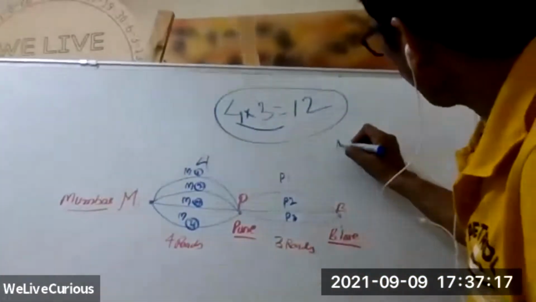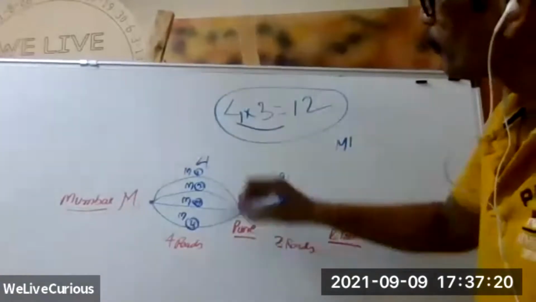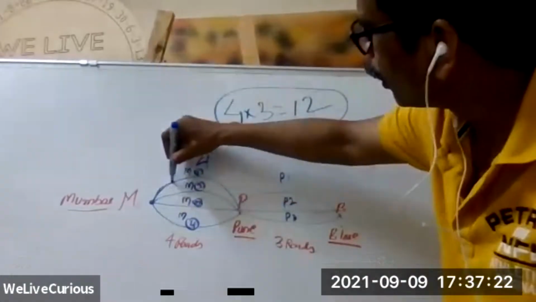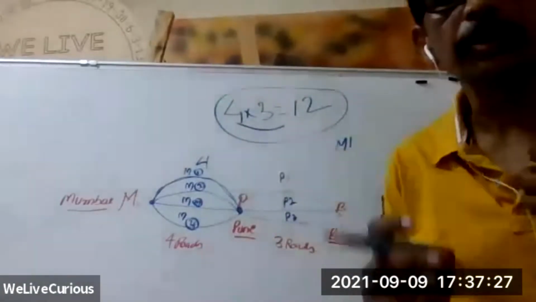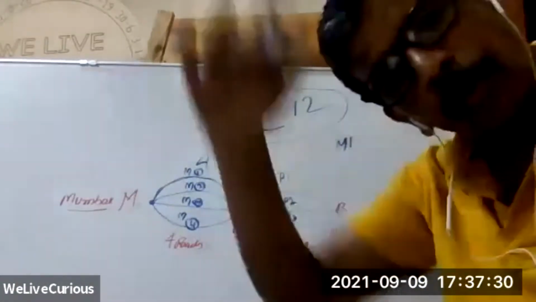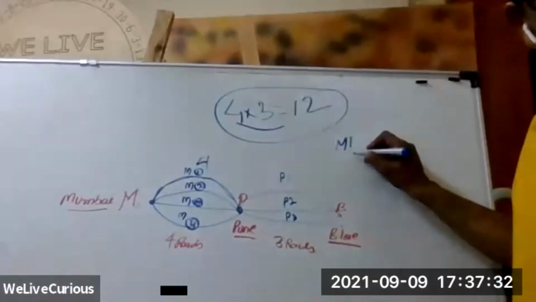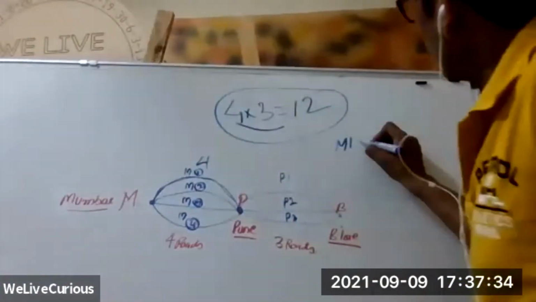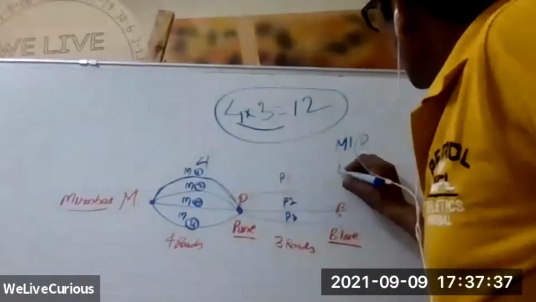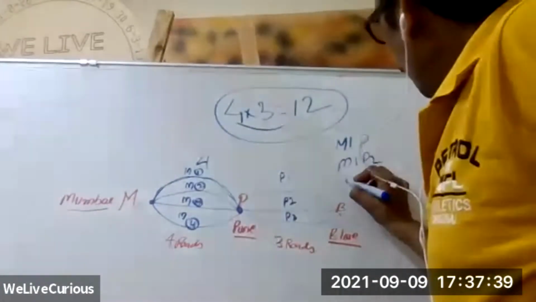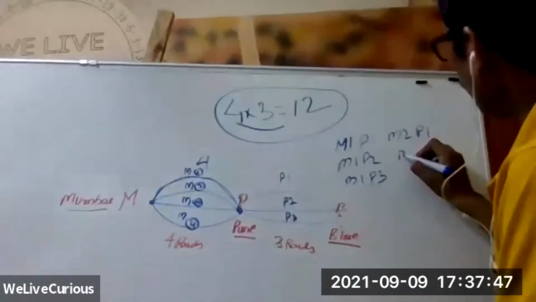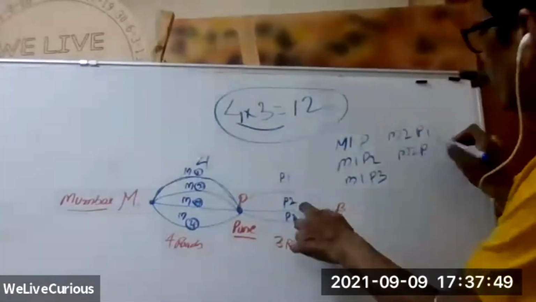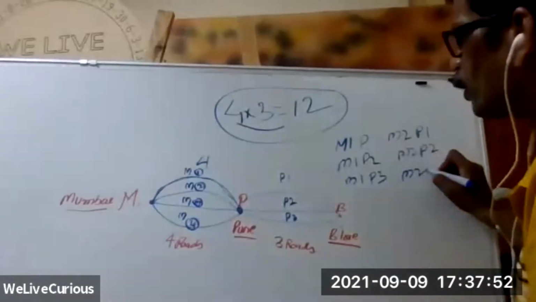Okay, M1. So if you go on M1, there are 3 more paths. That is fine. What we are trying to do is list all the paths in one list. This is M1, P1. Yes, M1, P1; M1, P2; M1, P3. Awesome. Then M2, P1; M2, P2; M2, P3.